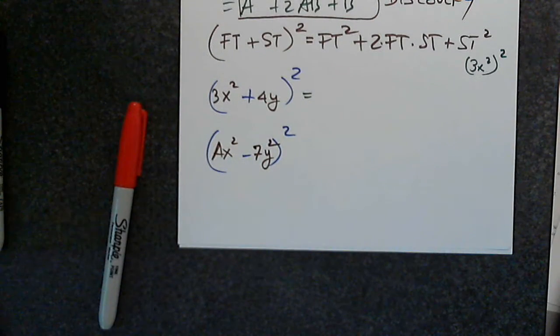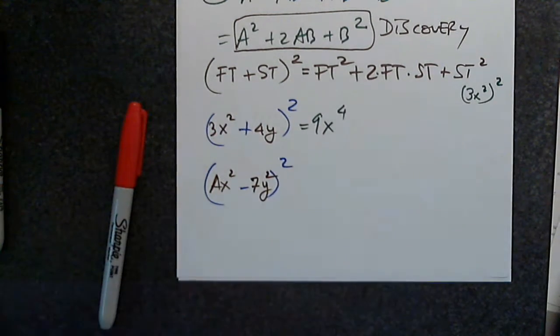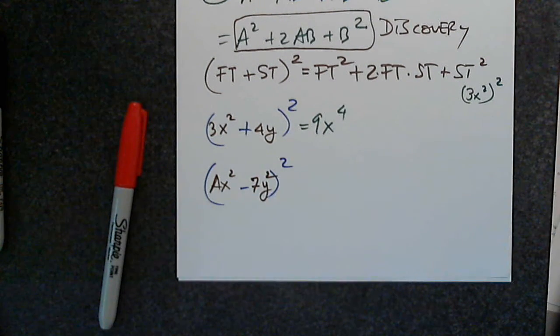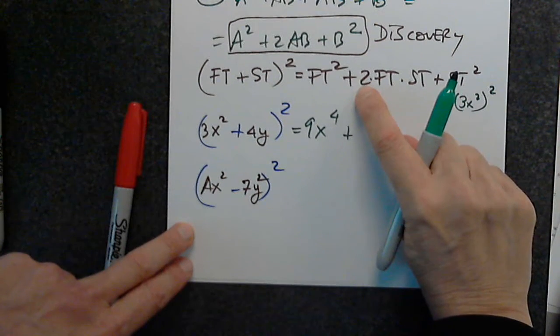So when I square 3x squared, what do I get? 9x to the 4th. Do you all agree with 9x to the 4th? We copy the base, multiply the exponents, right? We're not adding the exponents, but multiplying them. Plus, let's write it out. What do I have to write out first?